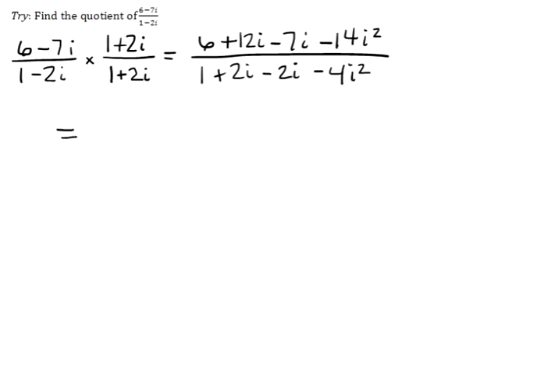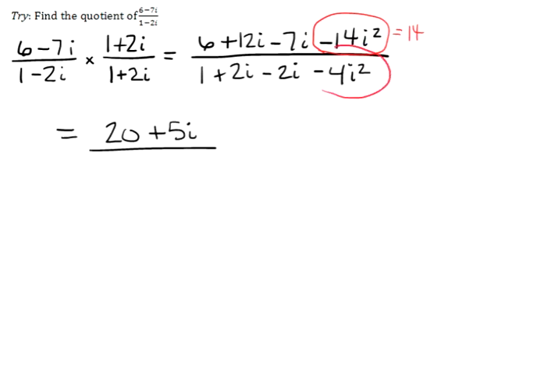Simplifying this, we end up getting this piece with the minus 14i squared is equal to positive 14. Recall that i squared is negative 1, and then negative 1 times negative 14 gives us positive 14. So 6 plus 14 will give us 20, and 12i minus 7i will give us plus 5i. In the denominator, we've got a minus 4i squared, which will simplify to be plus 4.